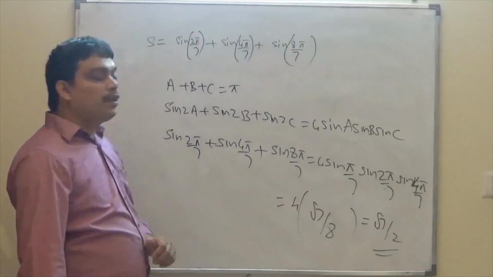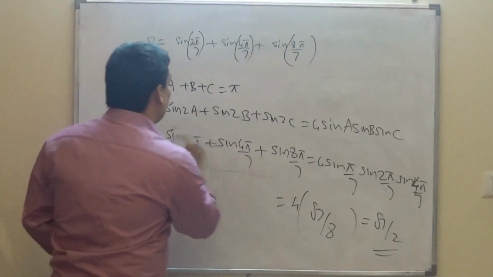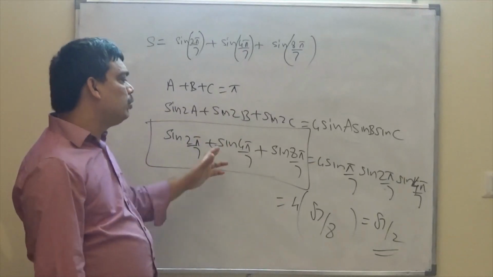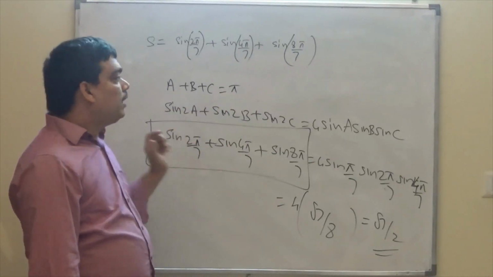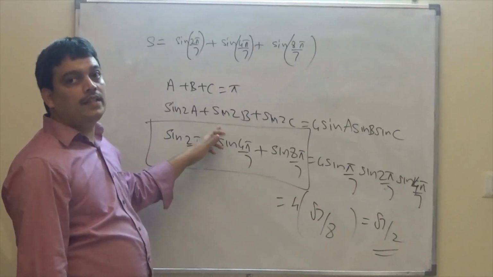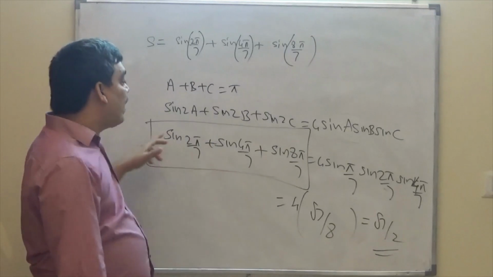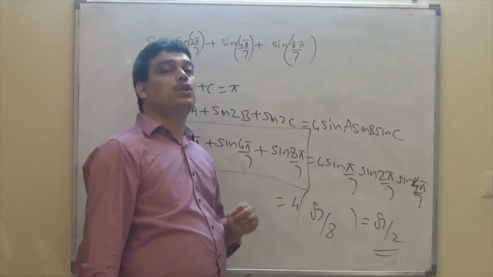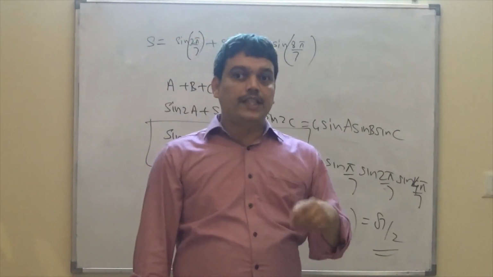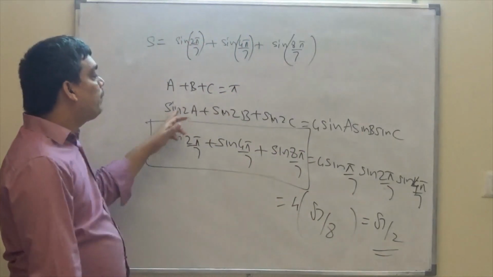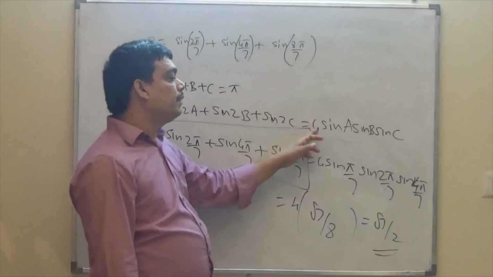If you try to solve this problem using the direct method, it's going to take at least one page and about 10 minutes. But if you use this result as a shortcut, you are able to solve this problem in 1 minute. To evaluate this summation, first you need to know the shortcut for the product, and in addition you have to know this formula: if a plus b plus c is pi, sine 2a plus sine 2b plus sine 2c is 4 sine a sine b sine c.